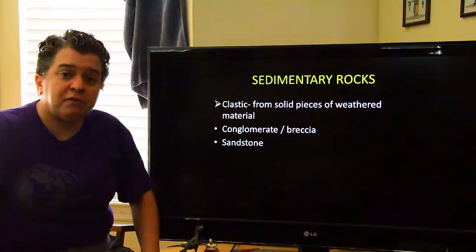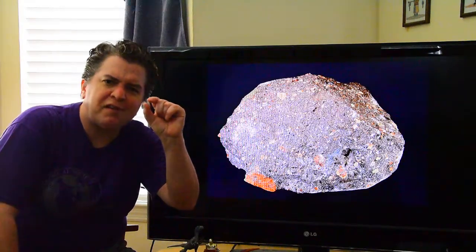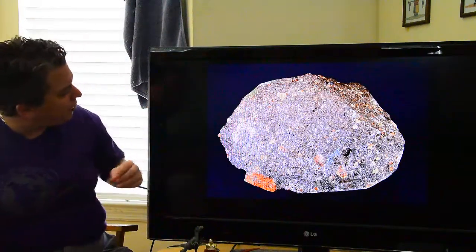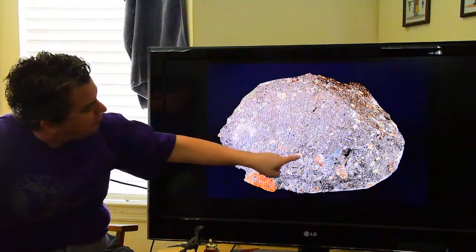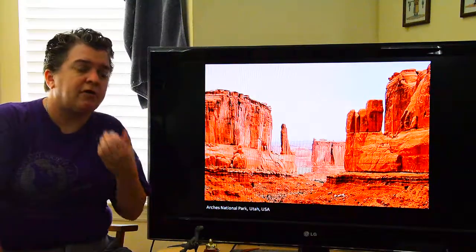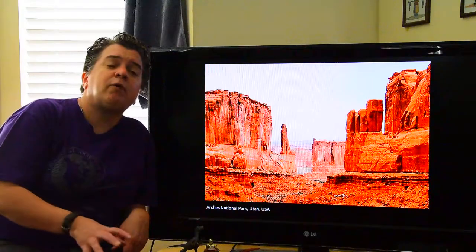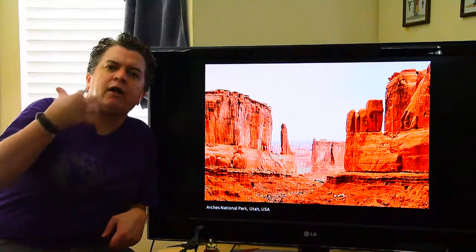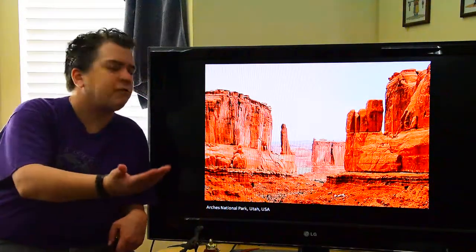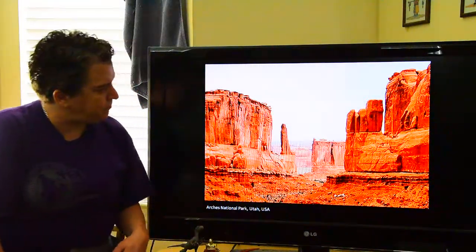You could have a sandstone. Sandstones are made of, well, sand-sized pieces. You can see the little pieces in there. They're small, they're not big. This is zoomed in on a sandstone. There's all these little sand grains in there. This is what a sandstone looks like in outcrop. When we talk about outcrops, we're talking about places where solid rock is exposed at Earth's surface. That's a very typical sandstone outcrop.